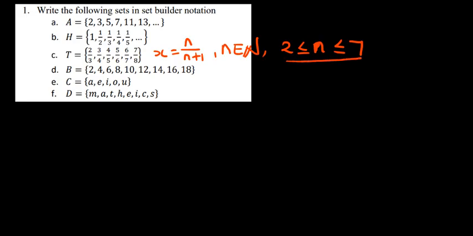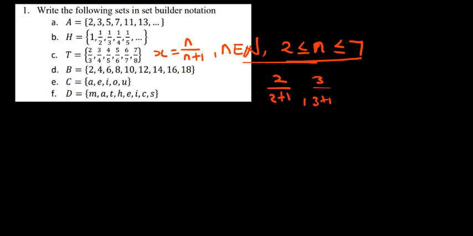So the first one of the natural numbers we're going to get in this interval will be 2, and then divided by 2 plus 1. That is the 2 over 3 we are seeing. The second one, the natural numbers between 2 and 7, the second one will be 3, and then we have 3 plus 1.